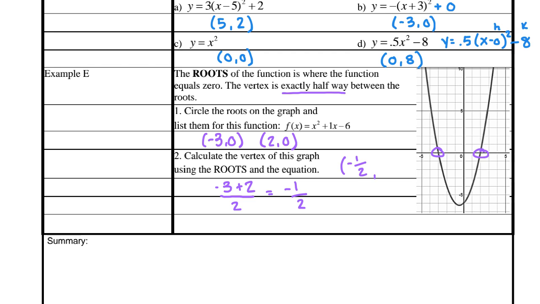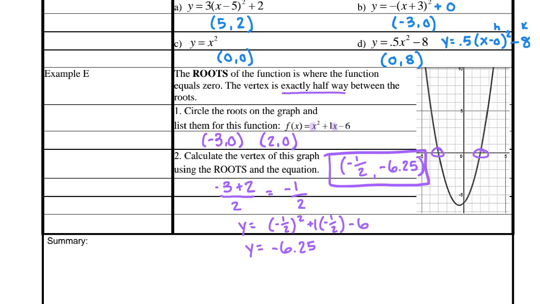To find our y value, we're going to go back into our equation that we were given, and we're going to substitute negative 1/2 anywhere we see an x. And once you calculate all that out, you should get y equals negative 6.25. And so that would be our vertex.